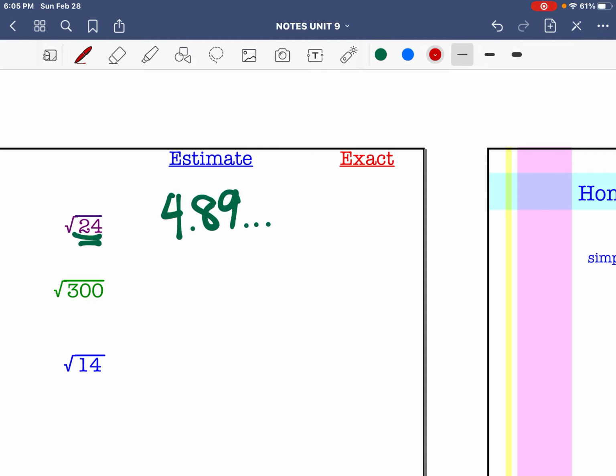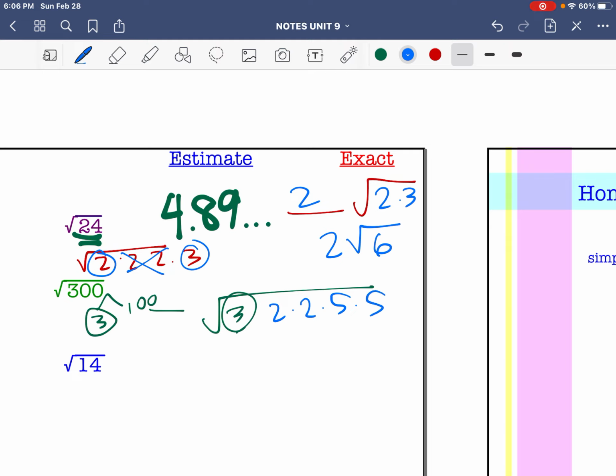Let's try the next one. On this, I'm just going to do an exact answer. For this one, it is not on your cheat sheet, so you're going to have to do your own little bit of division. So if I have 300, I know that this breaks down to 3, which is prime, times 100. And then on my cheat sheet, I can look and see that the 100 breaks down to 2 times 2 times 5 times 5. So on some of these, you're going to have to do some of your own math.